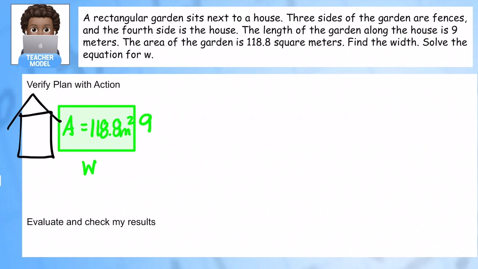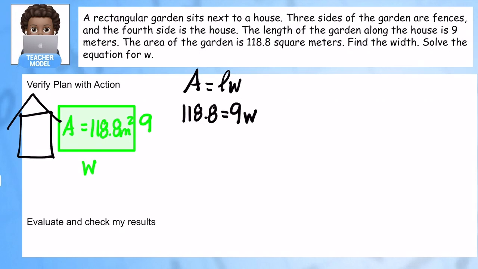What we are going to do next is write down the geometry formula for area. We're going to use our EE skills to find the width. So we know area is equal to length times width, and this is for area of rectangles. And now we're just going to sub in what we know. We know the area is 118 and 8/10. We know the length is 9, and we don't know the width. So that's going to stay there. We're going to rewrite this equation.